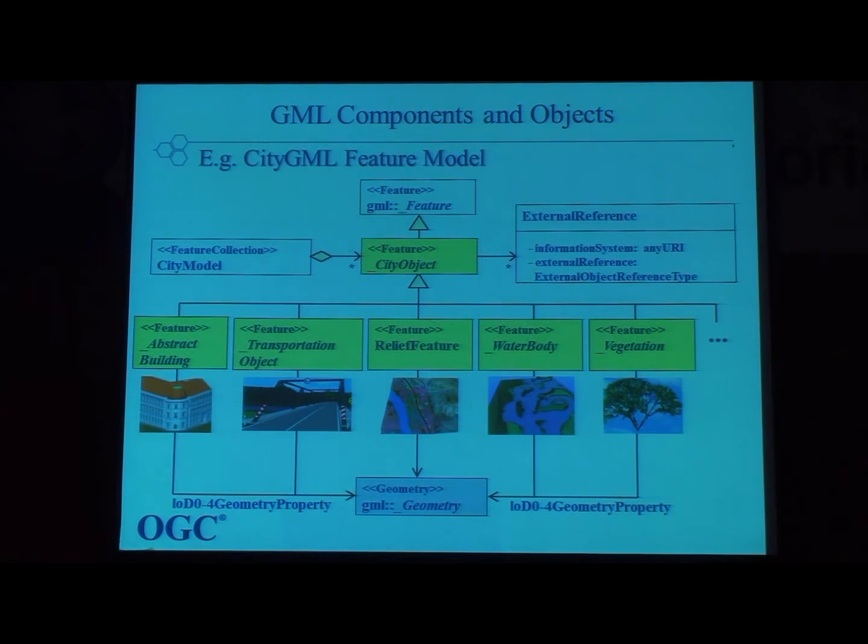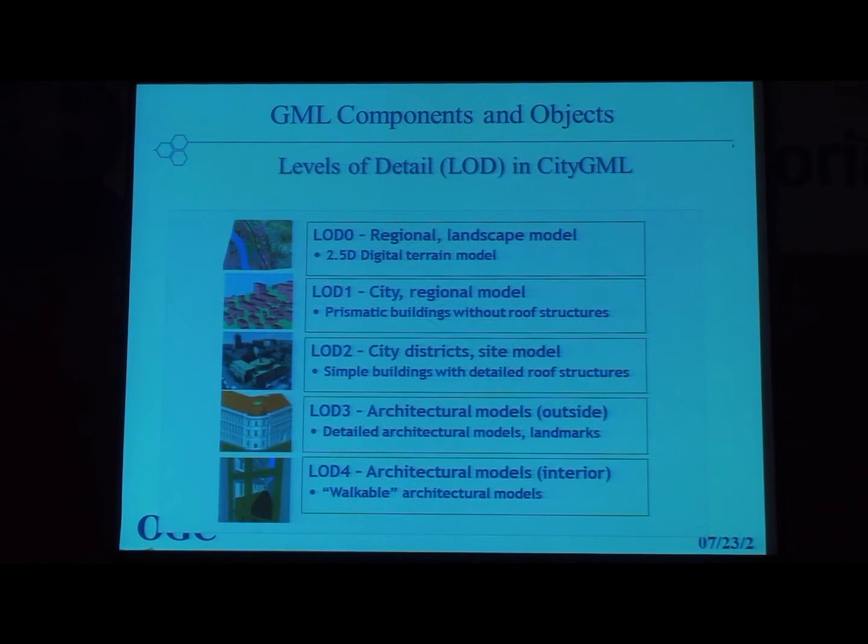Now in CityGML, we've got a feature model, and of course it derives ultimately from the abstract feature in GML. CityGML has been written in version 3.1 of GML and earlier. So it doesn't have the GML 3.2 abstract feature in there. However, it works the same way. The city object is the fundamental abstract object in GML. And then you've got many different kinds of features in GML. So buildings, transportation objects, reliefs, water bodies, vegetations. And all of these have some kind of geometry property. Okay.